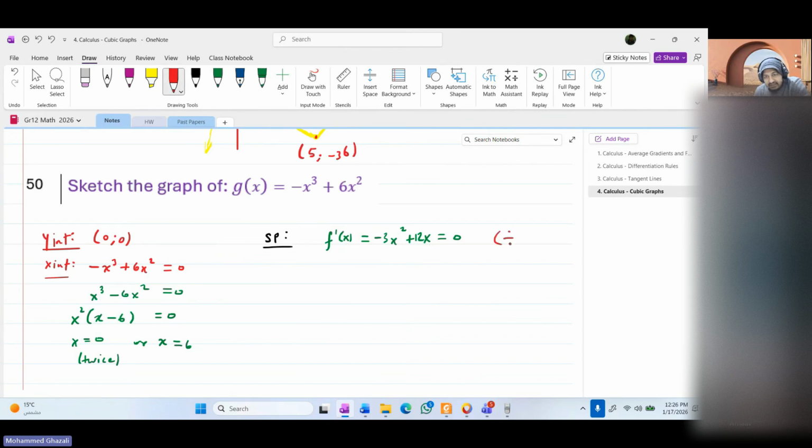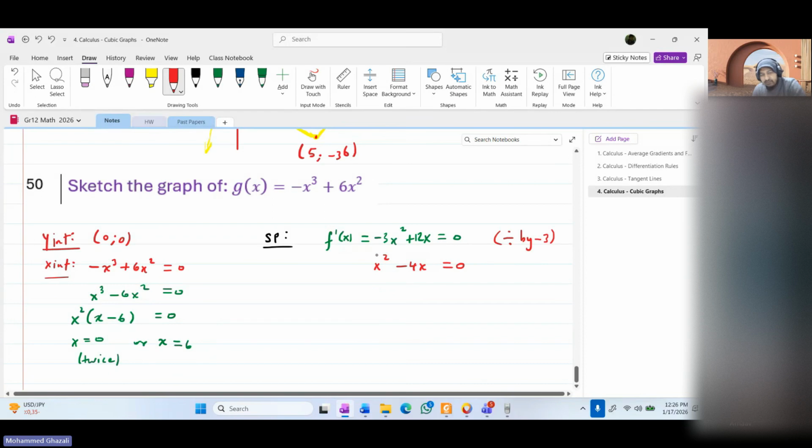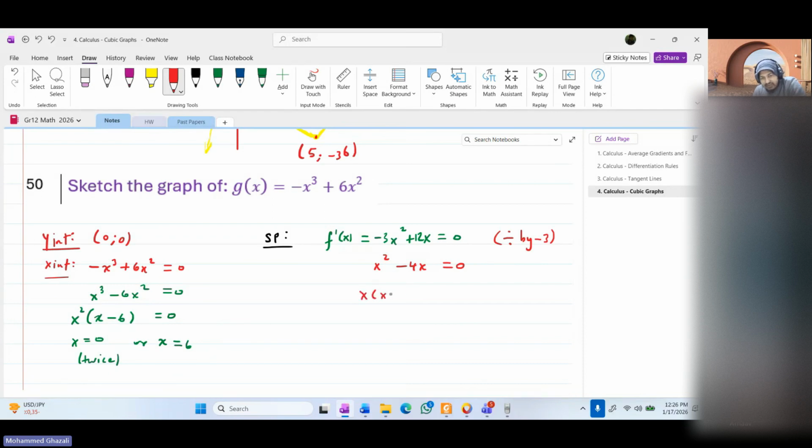Write it in standard form. Divide everything by negative 3. If I divide everything by negative 3, I will get x squared minus 4x equals 0. 12 divided by negative 3 is minus 4. Take out x as a common factor. You're left with x minus 4 is equal to 0. So x is equal to 0 or x is equal to 4. So if x value is 0, the y value will also be 0. Right?